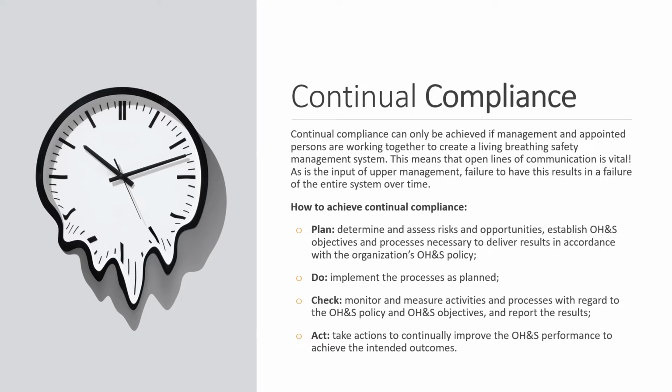Establish health and safety objectives and processes necessary to deliver results in accordance with your organization's health and safety policy. Then do it. Implement the processes as planned. Continually check, monitor, and measure activities and processes with regards to the health and safety policy and objectives, and report on these results. Then take action. You need to continually improve the OHS performance and the intended outcome.